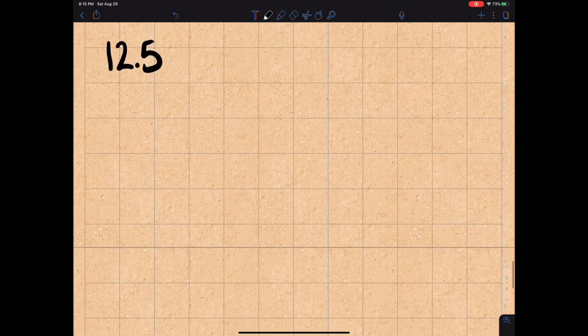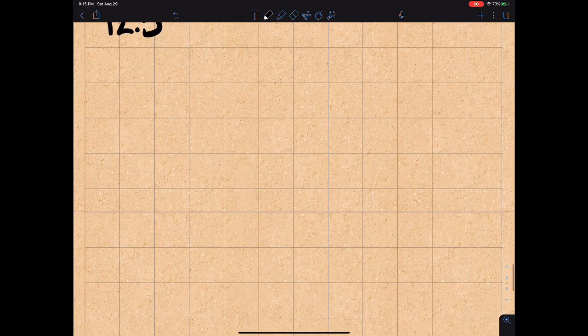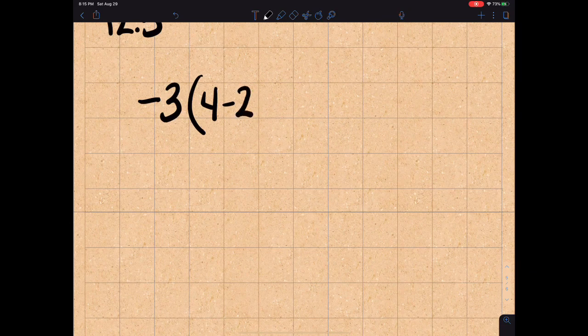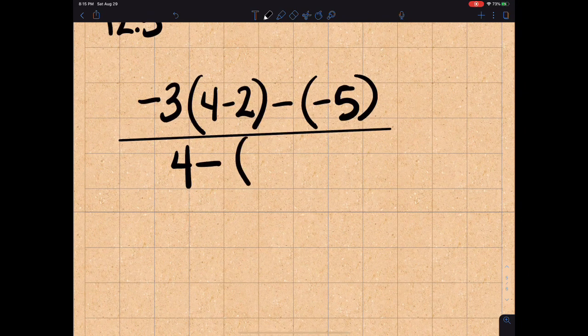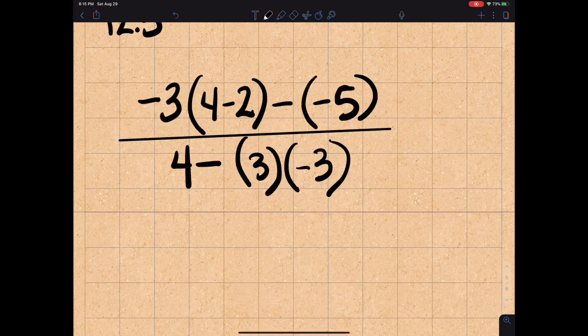And it says to simplify this expression. It's negative 3 times 4 minus 2, minus negative 5. So that's the numerator. Sorry, my handwriting is going to be not as good here because I'm just barely writing it down. And then the denominator is 4 minus 3 times a negative 3. So again, something that looks really complicated, but we can figure it out.